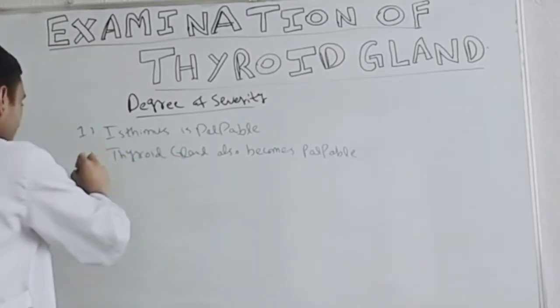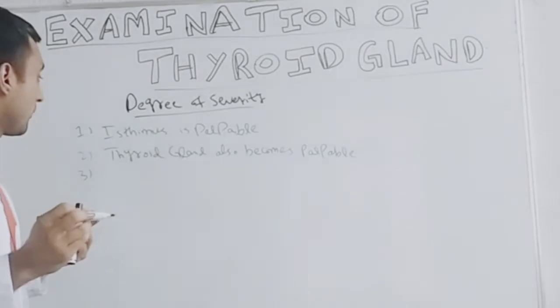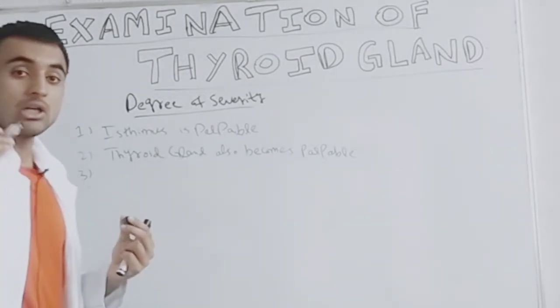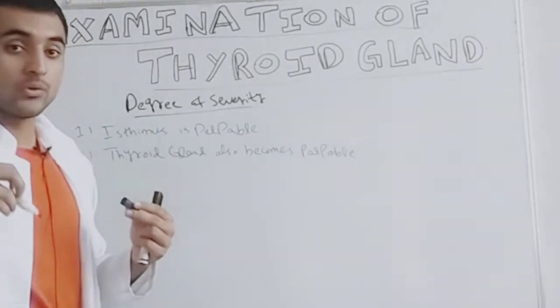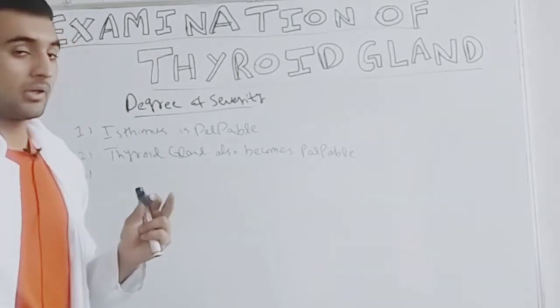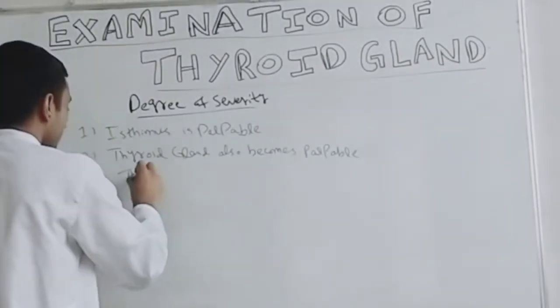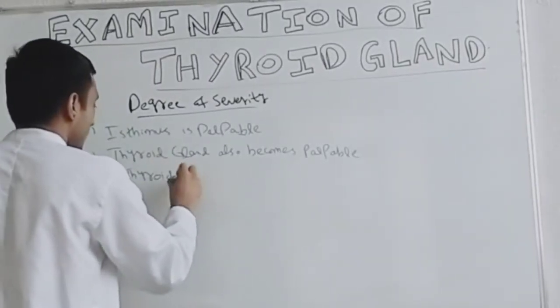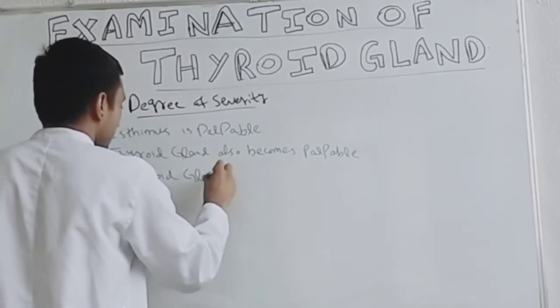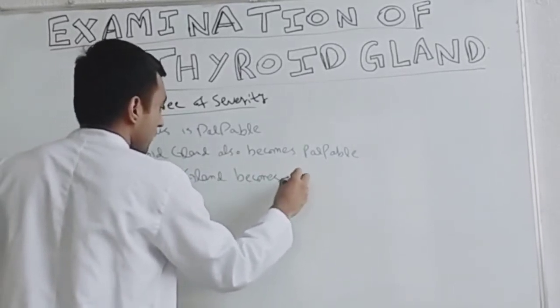Thirdly, in the third degree of thyroid gland abnormality or disease, the thyroid gland also becomes visible. You can see the thyroid gland without palpating it, with the naked eye.